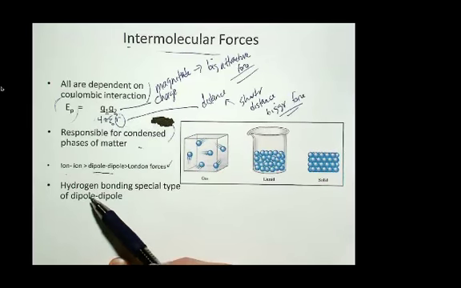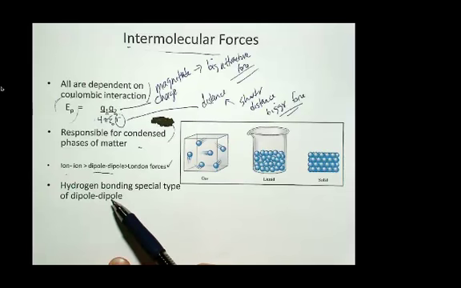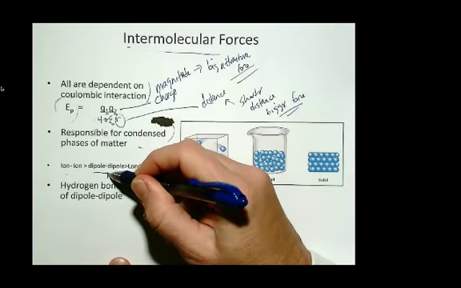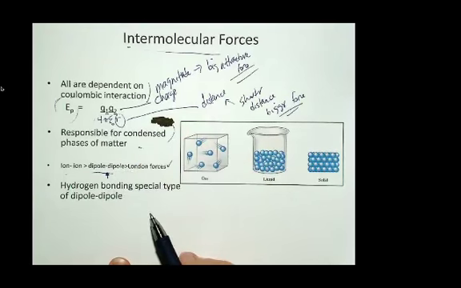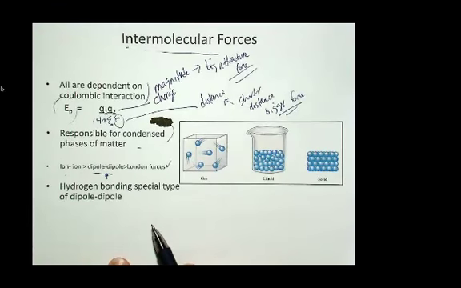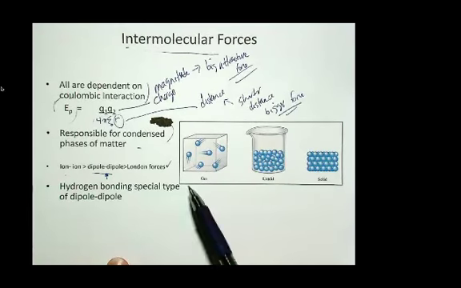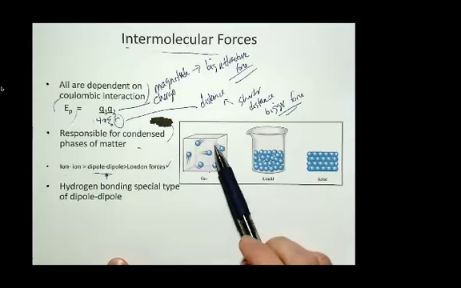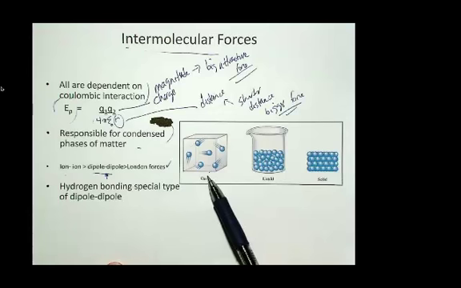And then hydrogen bonding, you already saw that, and you've heard of it a lot before in biology and whatnot. It's a special type of dipole-dipole, so it falls within this category, because if you have hydrogen bonding, you're going to have an extremely polar molecule. All right, so we use these intermolecular forces. If there were no intermolecular forces, everything would exist as a gas.